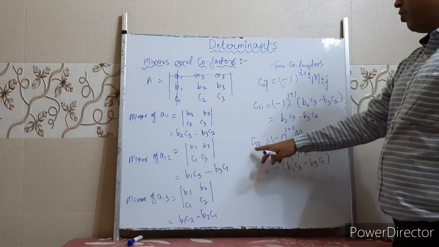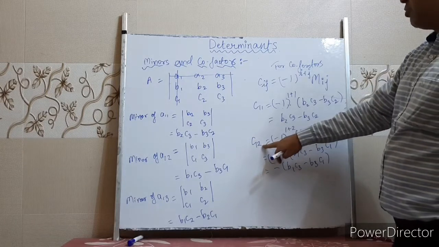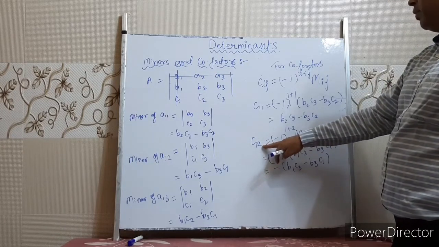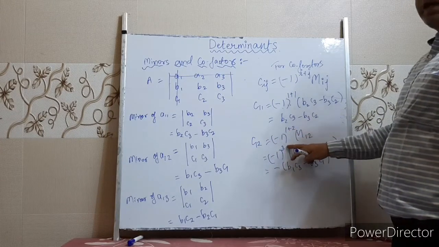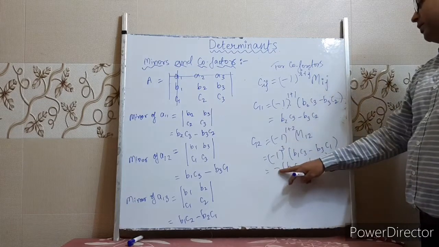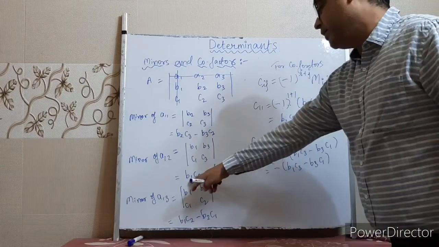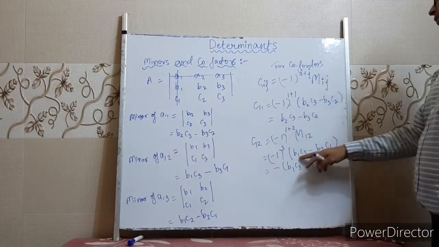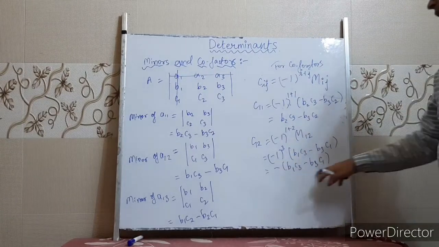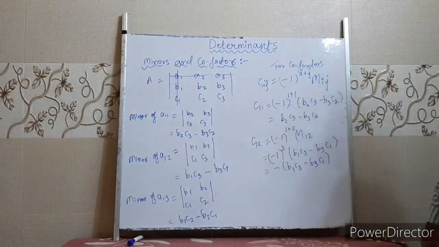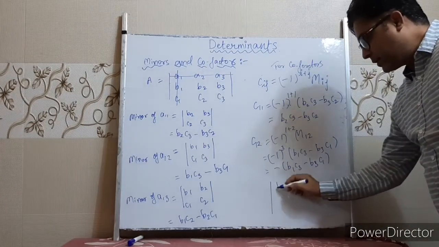Now see the cofactor of first row and second column. Here the value of i is 1, the value of j is 2. Right, children? So minus 1 to the power 1 plus 2, that will be 3, and minus 1 to the power 3 is minus, right? The minor of first row and second column is B1 C3 minus B3 C1. The minor value we have already calculated, just put it here, and with the minus sign, this will become the cofactor. Right?